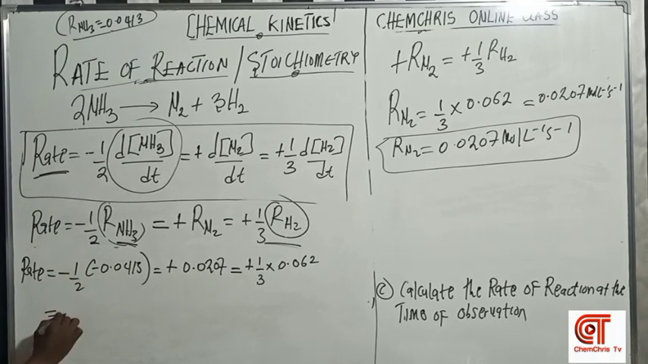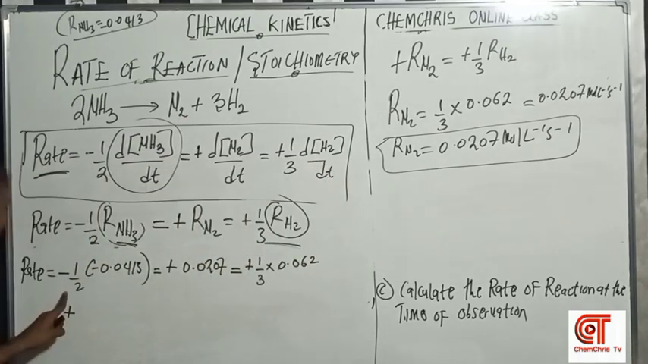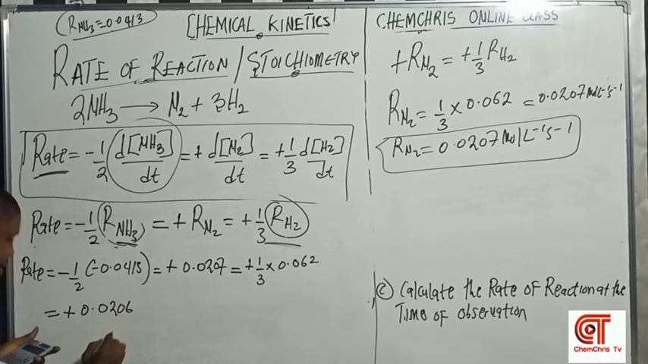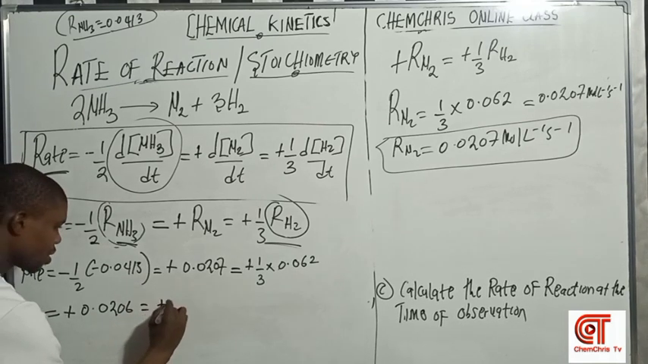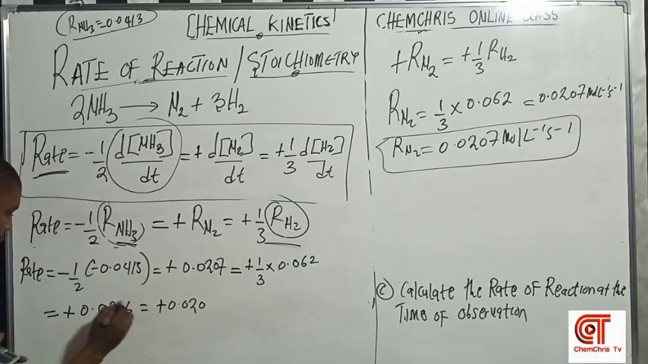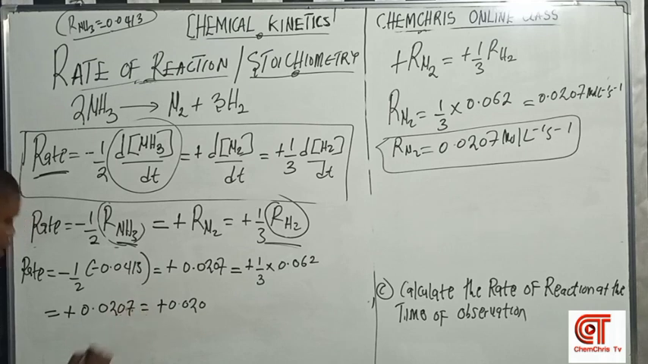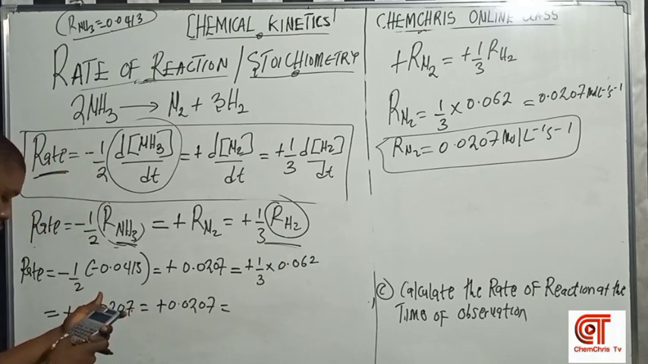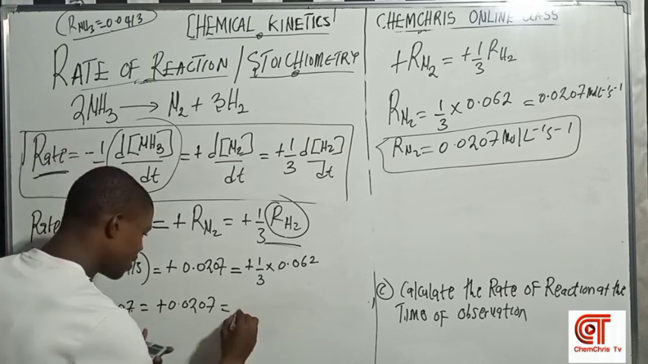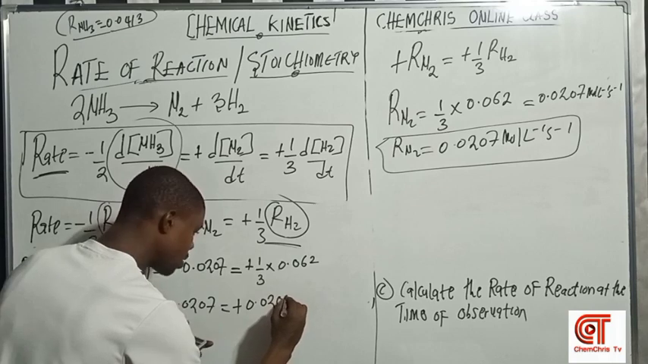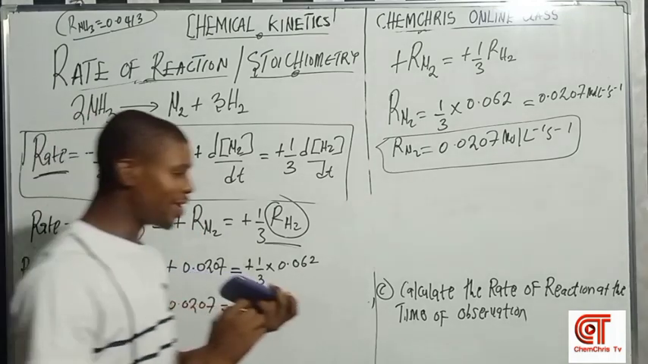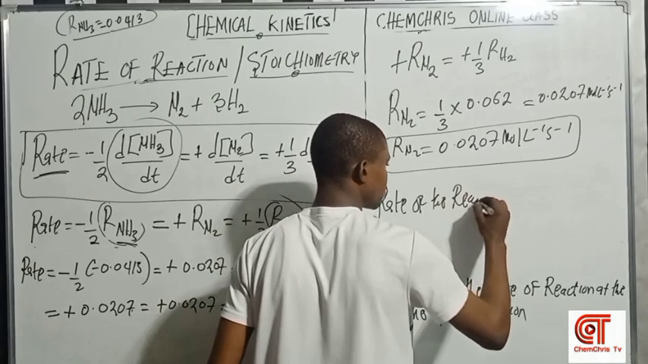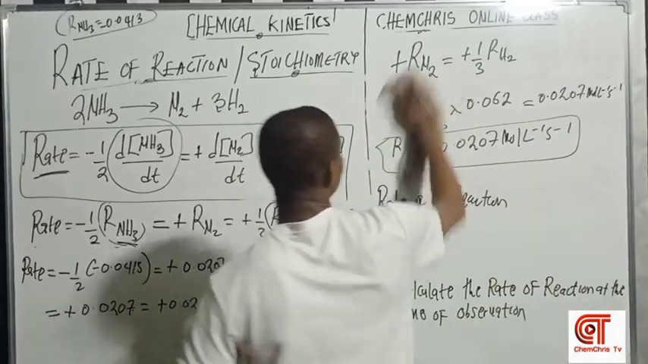Plus times minus is going to give plus, right? So let's do the calculation here. This guy is going to divide this one here, so it's going to be 0.0206 equals plus 0.020, and when you approximate this one, it's going to be 7. So here we have 7 equals. Now here we have 0.062 divided by 3, so here we have plus 0.0207. So it means that the rate of the reaction is... okay, let me write all this so you don't get confused.